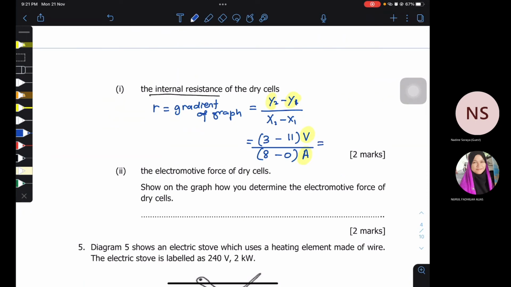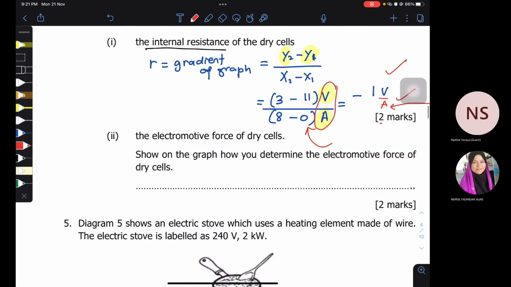Okay, so you can use your calculator. 3 minus 11 divided by 8 minus 0. So that gives a negative value, betul? And the value is, betul tak? Negative 1. 1 kan? Betul tak 1? Ya, negative 1. Okay, kalau nak tulis unit tu, you ambil tengok ni. Unit tu yang ambil ni. Jadi V per A. So, dapat 2 markah full. Sebab apa? Dapat jawapan betul, you substitute correctly, and final answer with correct unit. Kalau tak ada unit, tak dapat markah.